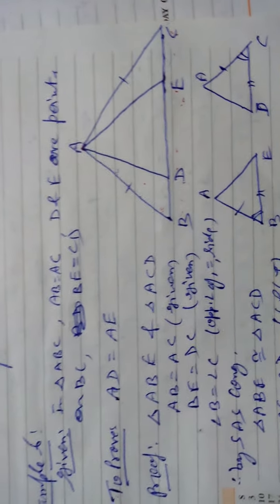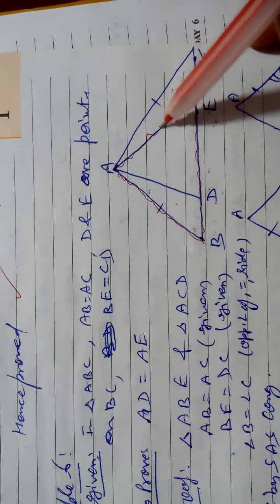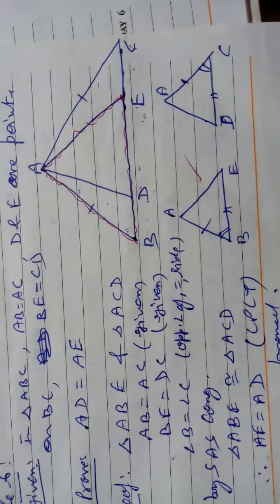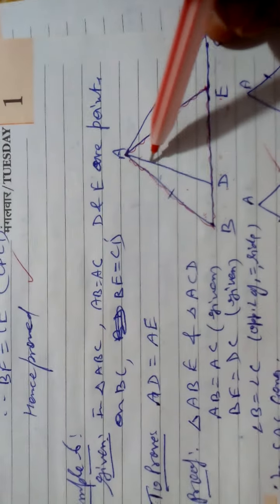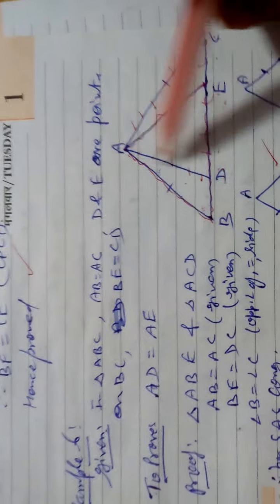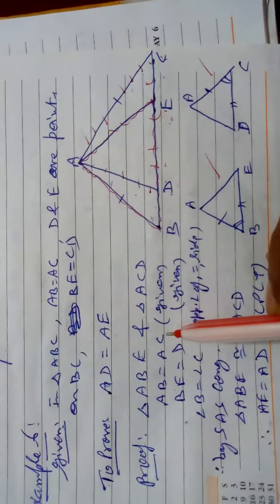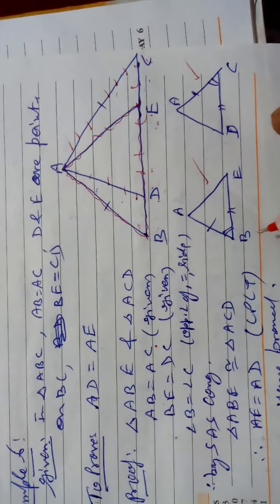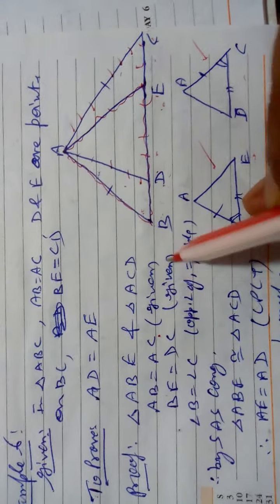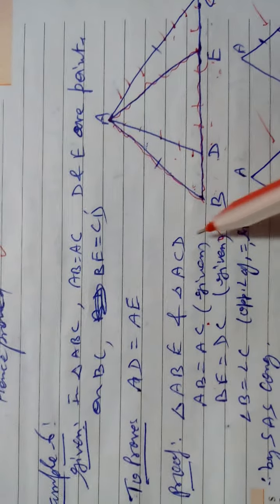I am taking a big triangle, from here till here, ABE separately, and this triangle till here, ADC. Two triangles I am taking. In these two triangles, AB equal to AC, given already. BE is equal to CD, also given. You are seeing two parts.